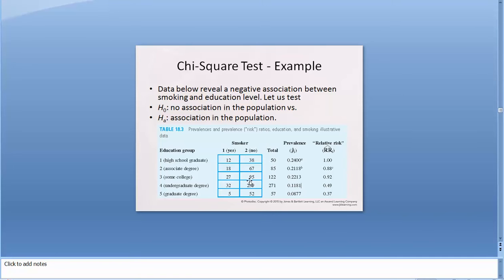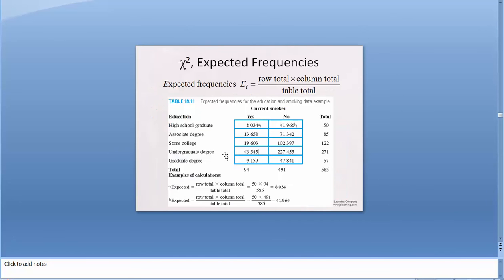Yeah, so now I think this has the raw data. These are the observed values, 12, 38, and so forth. Okay. Now in the next slide we can see the calculated expected frequencies. Counts and frequencies are the same. Remember the formula is row total times column total divided by table total.